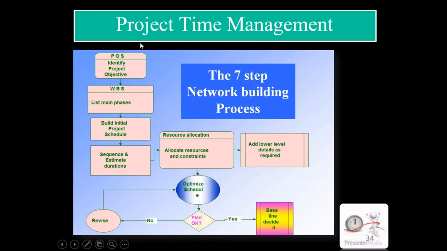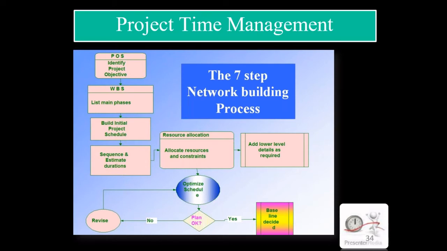The process is like the following. Firstly, identify the project objective, list the main phases in the project using the work breakdown structure, and build the initial project schedule. Then sequence the activities: first excavation, then slab, all these things. Then allocate the resources: how many laborers are required, and add load details as required. Then optimize the schedule, to see whether it is possible to make the project in lesser time.